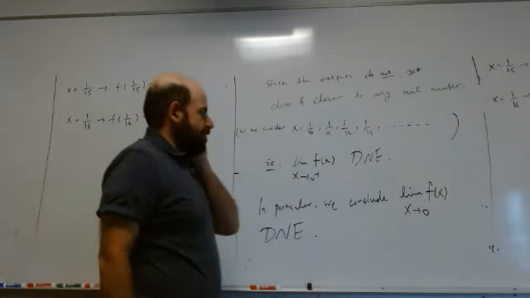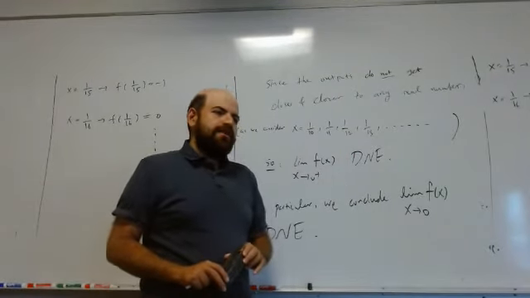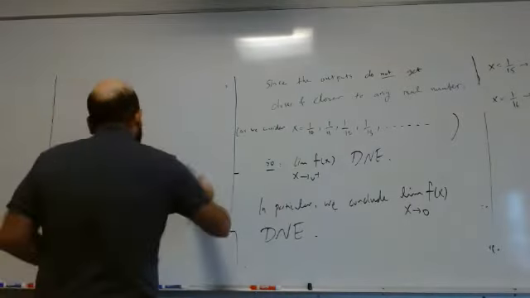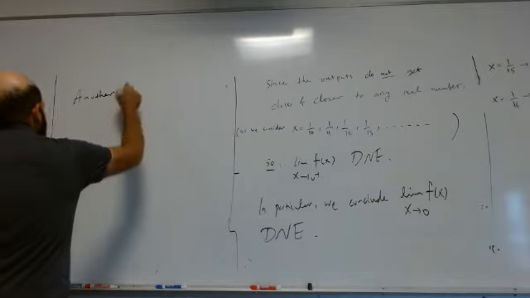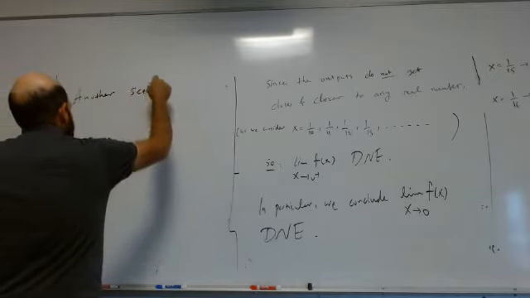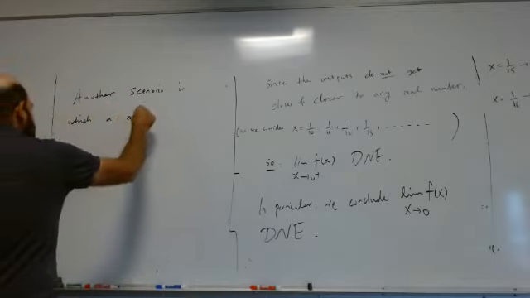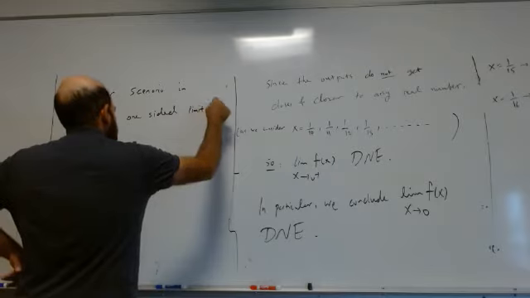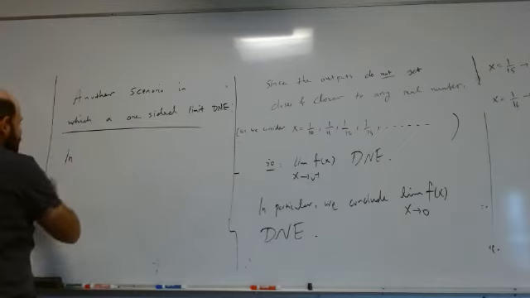Okay, so this is one type of example where the one-sided limit does not exist. We have another type of scenario in which the one-sided limit does not exist. Basically, infinity limits.